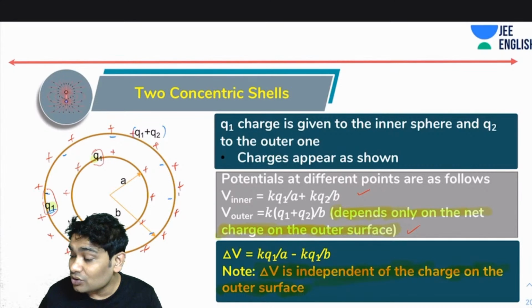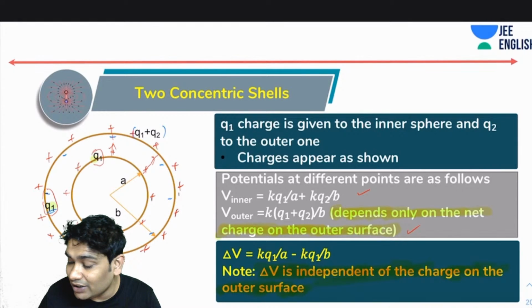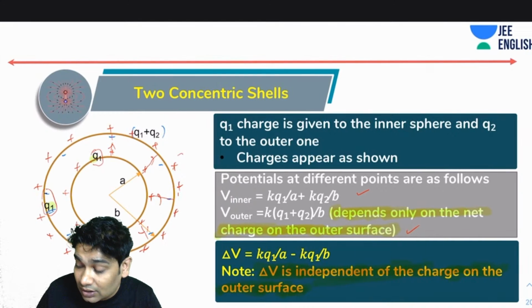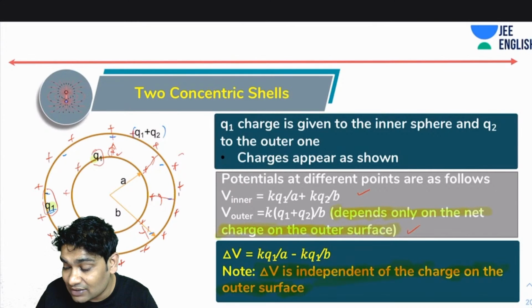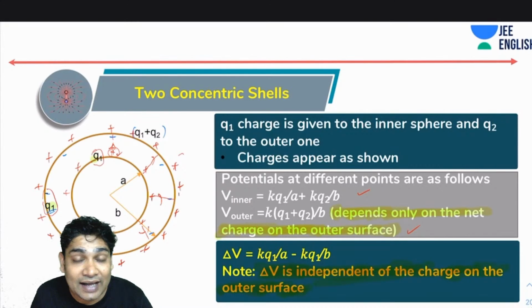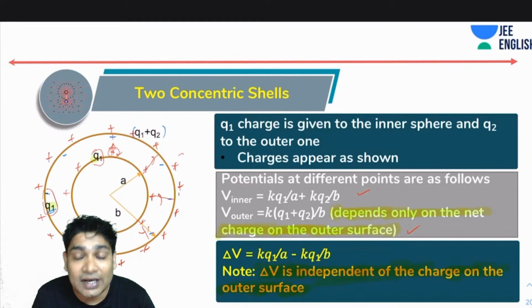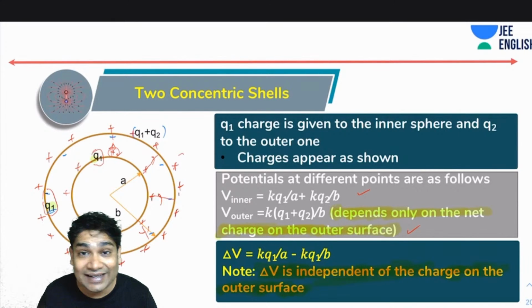So you must realize that potential differences are work done. Work done would depend on these electric fields. These electric fields do not care about what charges are present outside. They are only determined by the charges inside. Why? Because these electric fields are created by these charges, and they are isolated from the charge outside. So that is why the outside charge does not matter while calculating the potential difference between the inner shell and the outer shell.